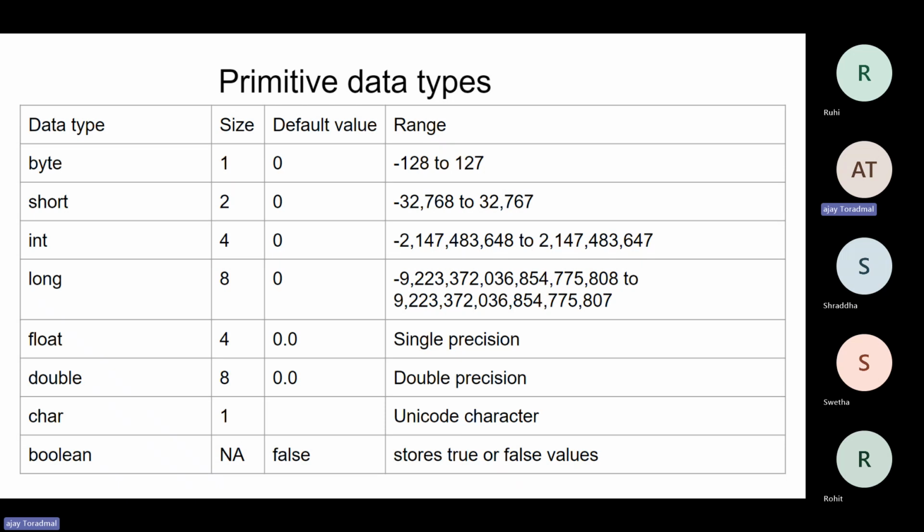And what is the single precision, double precision? It is a standard defined by the IEEE. So for the float, it will occupy 32 bits, and for the double, it will occupy 64 bits of memory. Right. Now for the character.